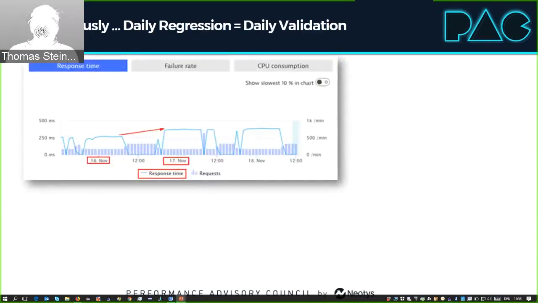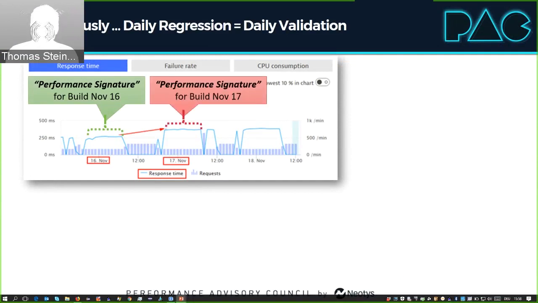And what we do, most seriously, is that daily regression is really daily validation. If a component shows, from one day to another with the same attached load, a different performance signature, for instance the response time of something went up around 50% relatively, there's obviously something wrong if we didn't change anything regarding the attached load, which we usually do not do. So it needs to be some kind of regression in the cluster.